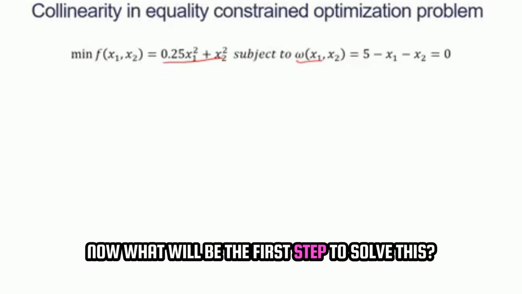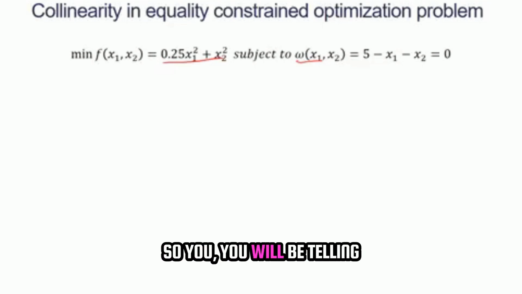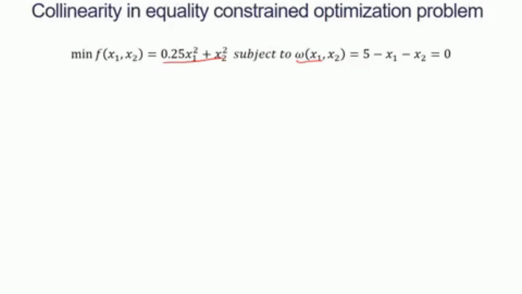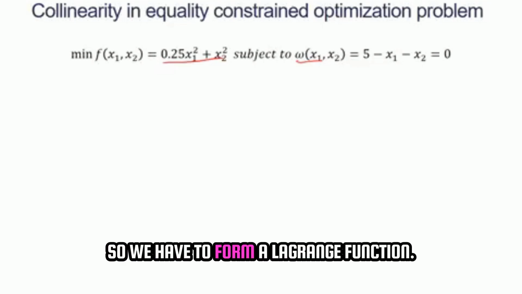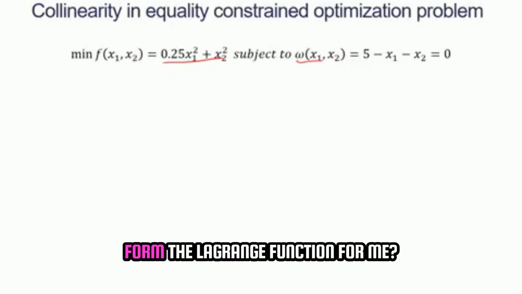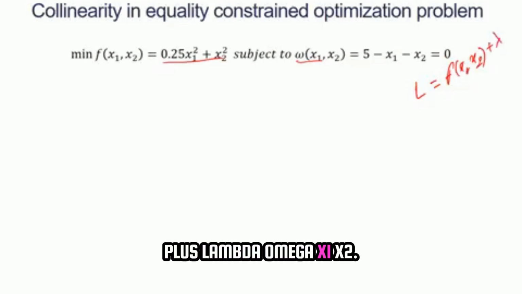Now what will be the first step to solve this? How to solve this? You tell me and I'll be solving it. So you have to tell me what will be the first step. Lagrange function. Perfect. So we have to form a Lagrange function. Can you help me out? Can you form the Lagrange function for me? So L will be f(x1, x2) plus lambda omega(x1, x2).